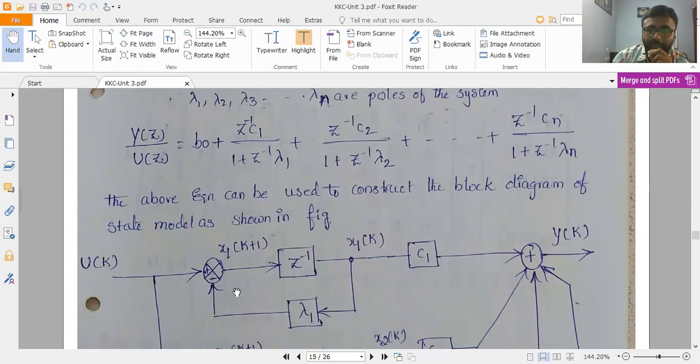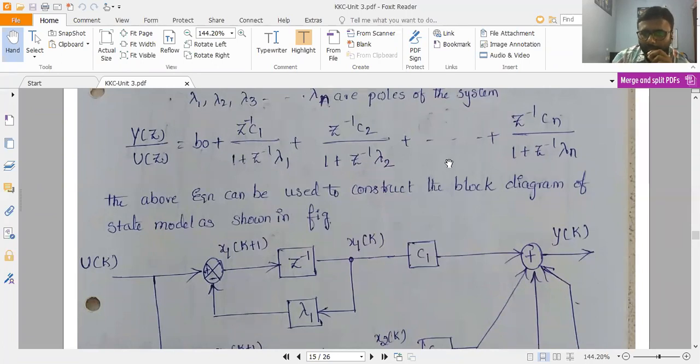Okay. So here the feedback path is negative. So it is going to be represented as z power minus 1 divided by 1 plus z power minus 1 into lambda 1, and it is going to be multiplied with c1. Okay. So this particular path is going to be representing the first block.